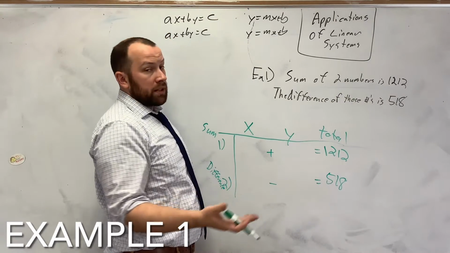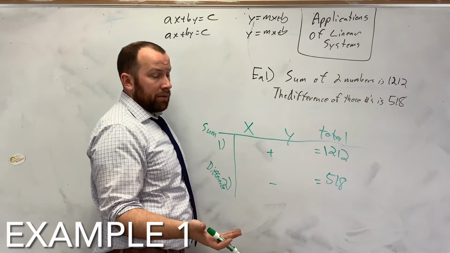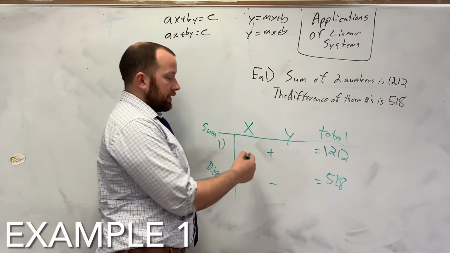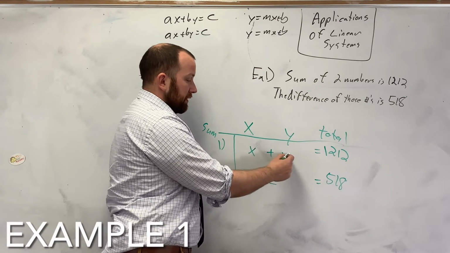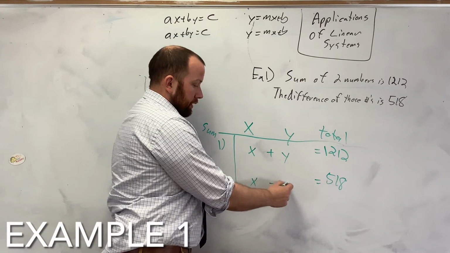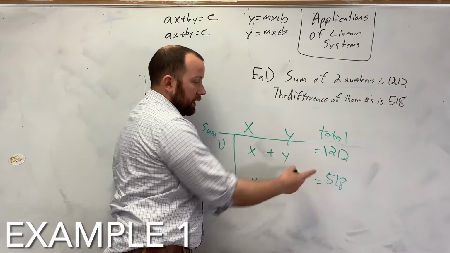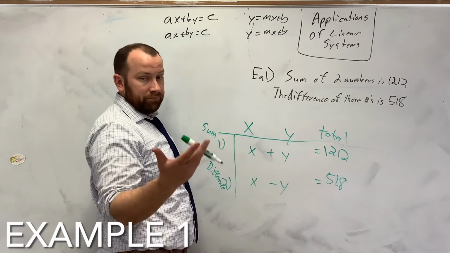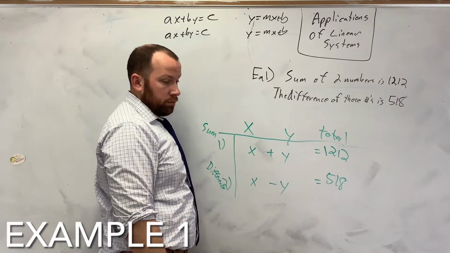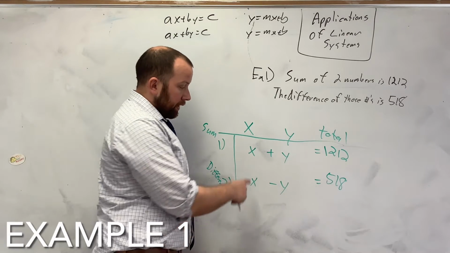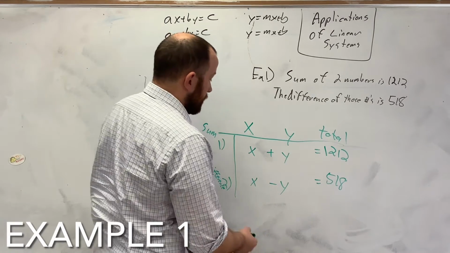Now I just have to fill in the rest of the blanks. Since I don't know what these numbers are, and there's no per or anything, all I have to do is just put my variables in. So if I add these two numbers together, I'm gonna get 1212. If I subtract these numbers, I'm gonna get 518. All right, so now we solve. Since this is already set up for elimination, that's what I'm gonna do.